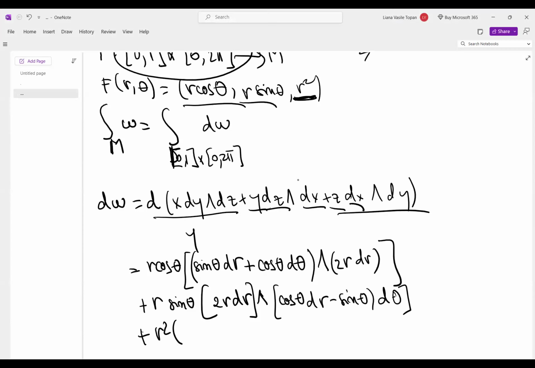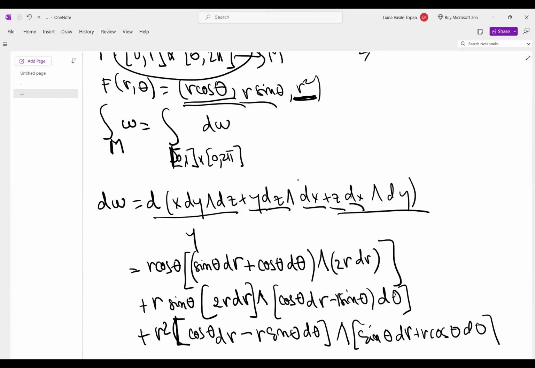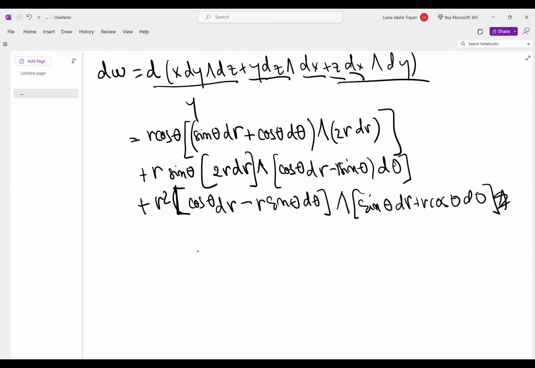And then plus z, this is r squared, and I have dx, which is, with respect to r, cosine of theta dr, with respect to theta minus r sine of theta d theta, wedge dy, which is with respect to r sine of theta dr, with respect to theta plus r cosine of theta d theta. Very well.